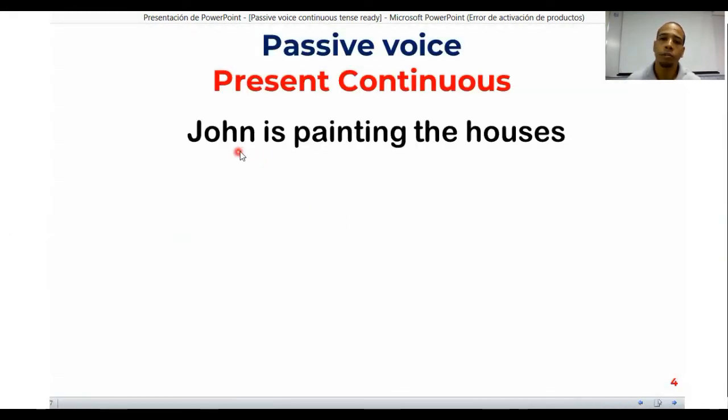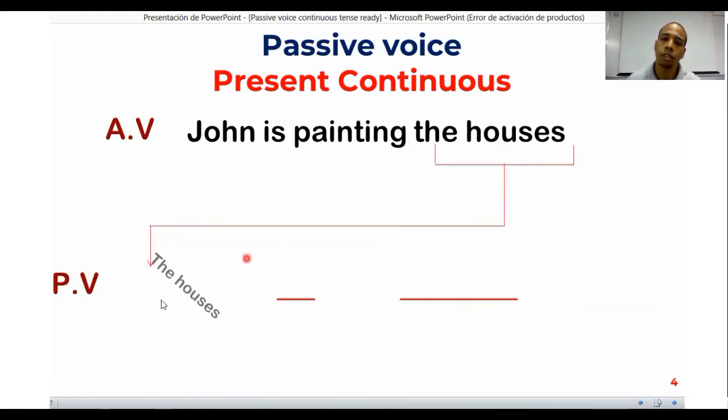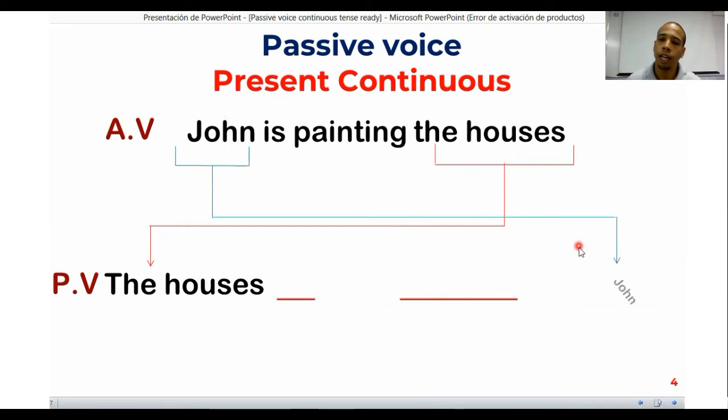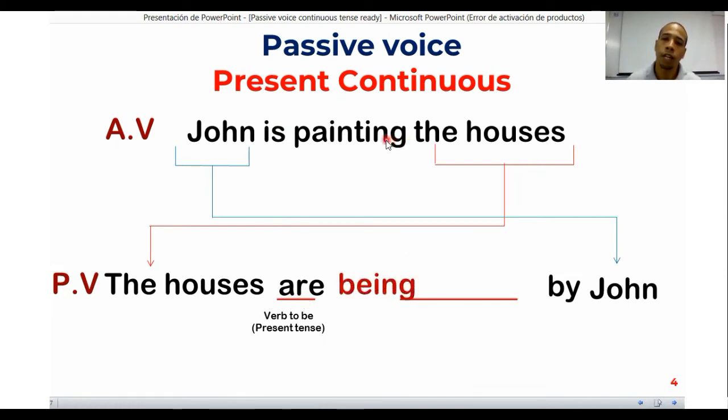Let's continue with another example. This is very similar. John is painting the houses, but now we're working with plural form, houses. Now when you move the houses in here, you move John again by, but the verb to be is different. You see, but teacher, we have is in here, yes, but we have a new subject, plural, houses. More than 1, 2, 3, 4, 5. So that's why we use are. Being again, because of the ing, and the past participle of paint is painted. Now you say are because it's plural form.